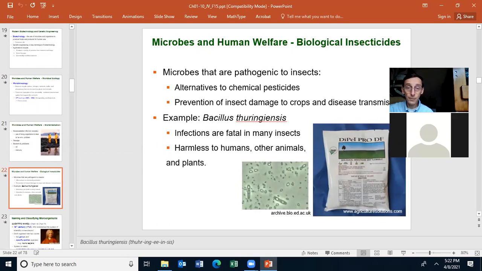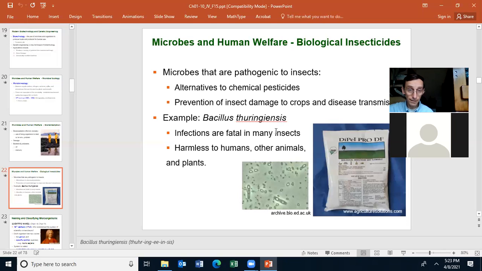We can also use microbes to make biological insecticides, and this can be an alternative to a man-made chemical pesticide. Generally speaking, the biological insecticides are less toxic to humans, or even sometimes non-toxic. For example, Bacillus thuringiensis is used to prevent damage to crops and disease transmission to crops by killing various insects and preventing the insects from spreading disease.